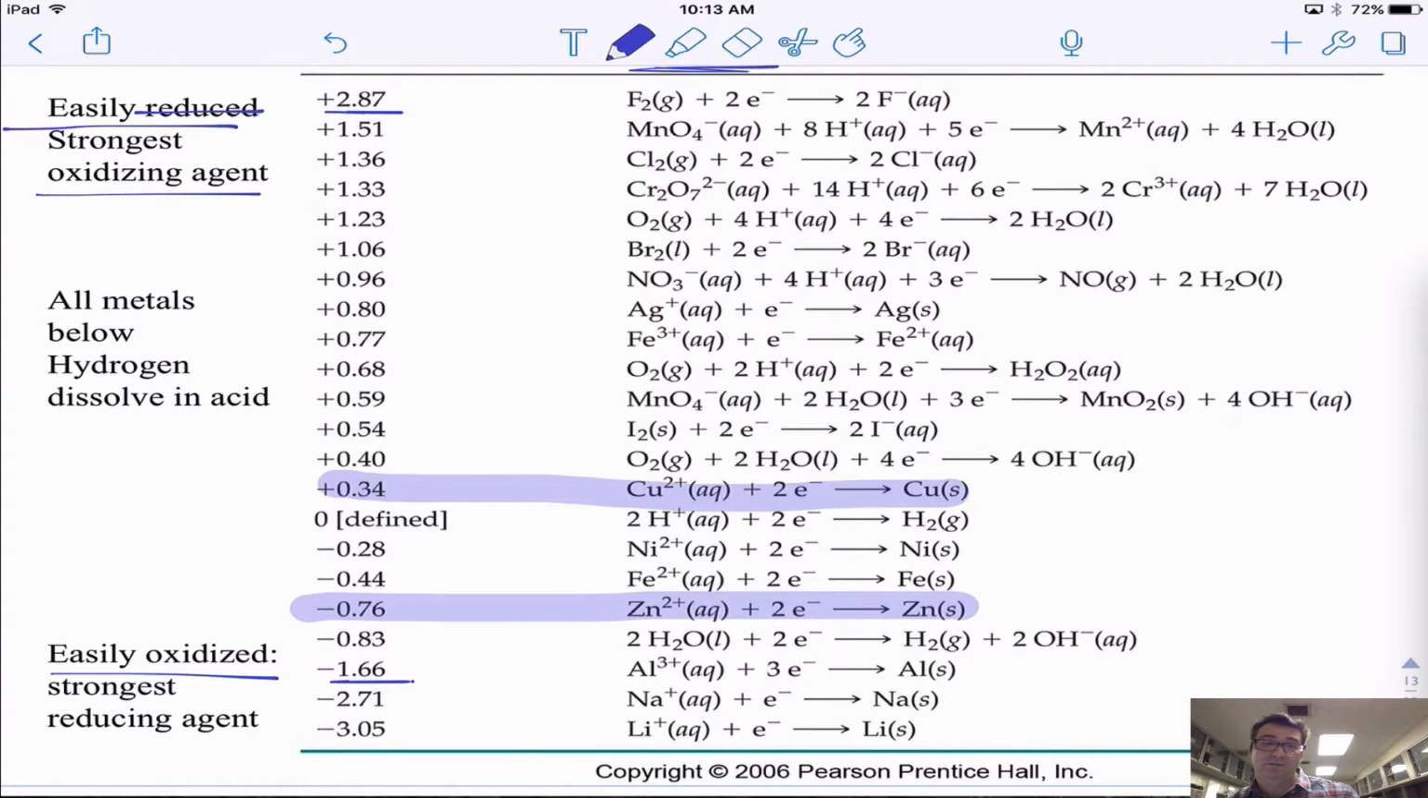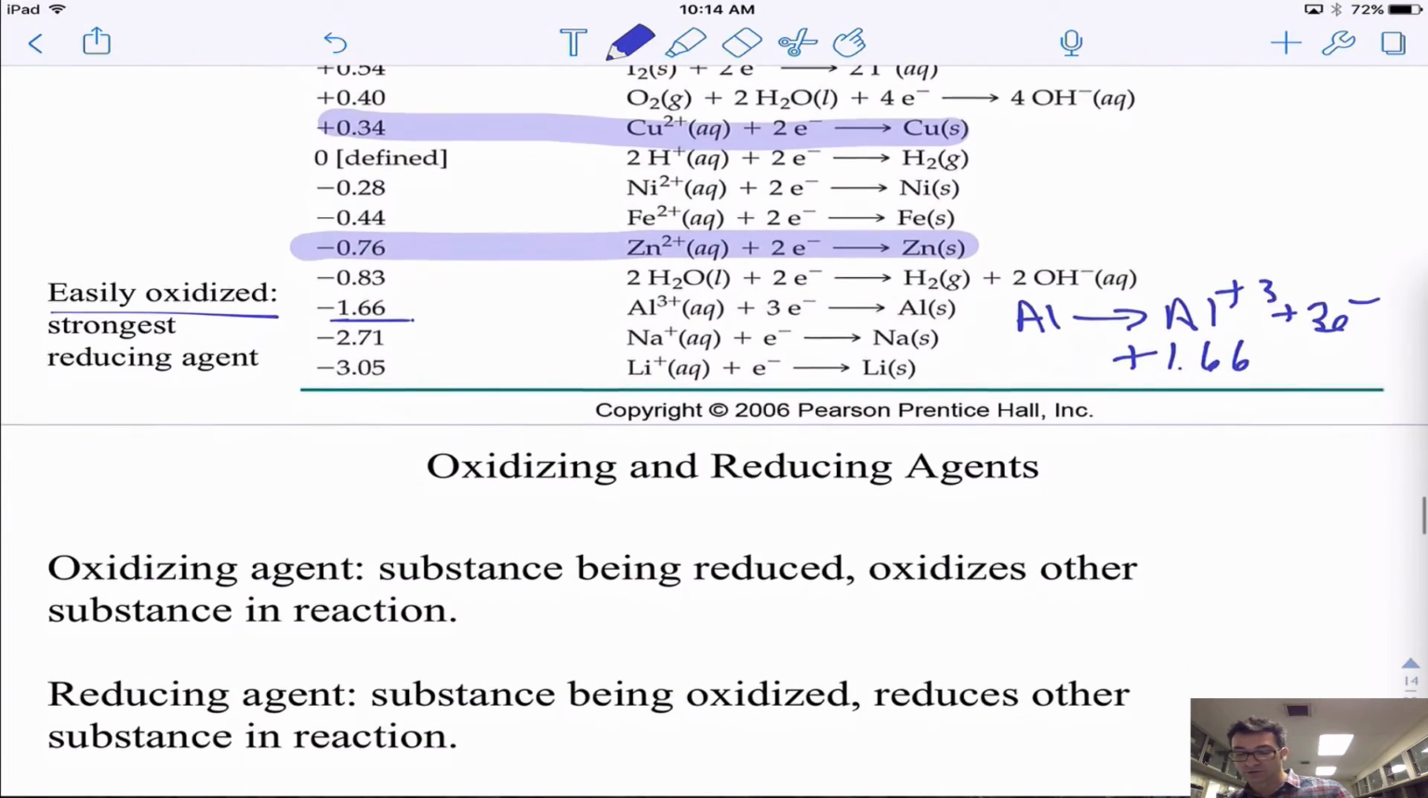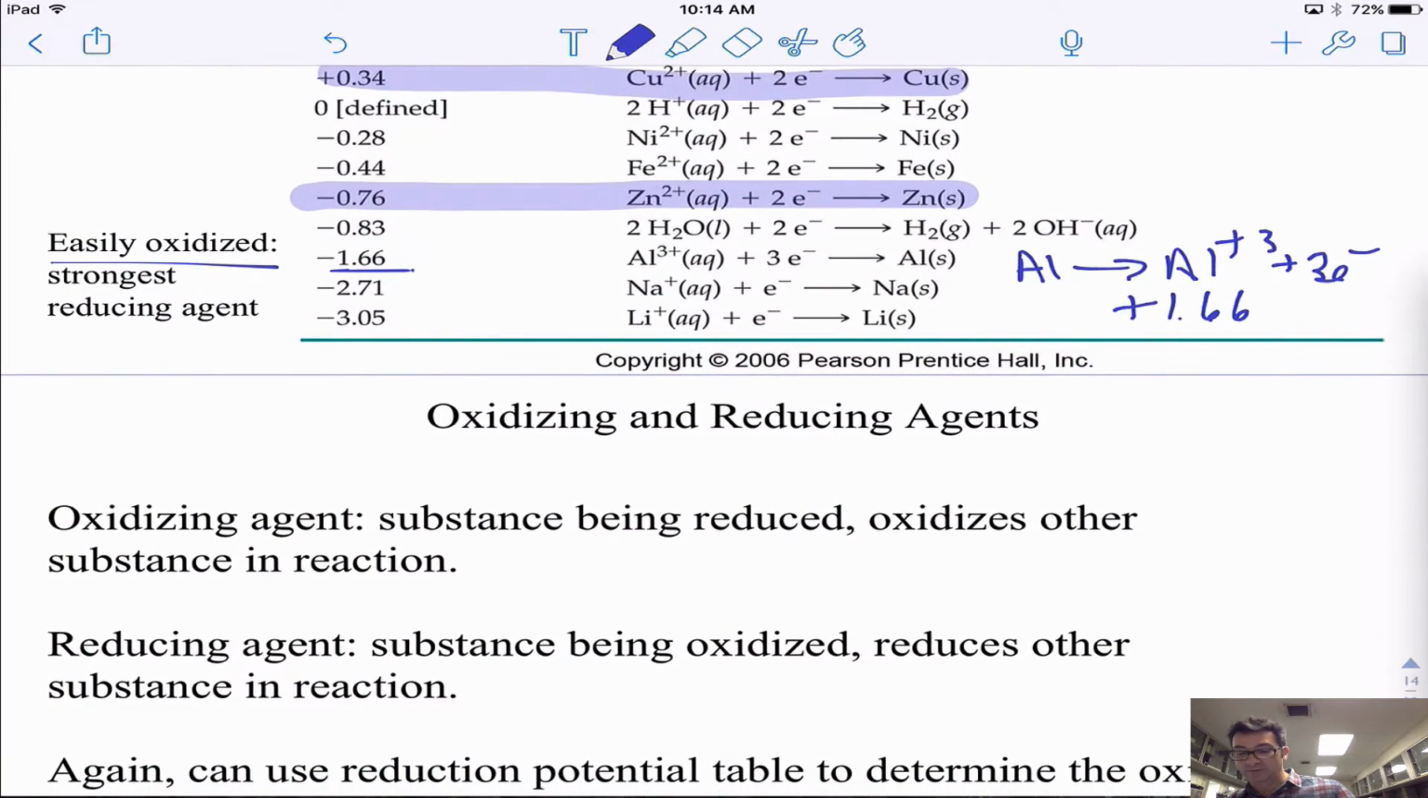Because in reality, what we're really doing is flipping this equation around. If we take Al, for example, when Al is oxidized and becomes Al plus 3 and electrons, this now becomes positive 1.66. So we'll practice this in class. We'll build some cells and we'll go through how to do them and how it works.